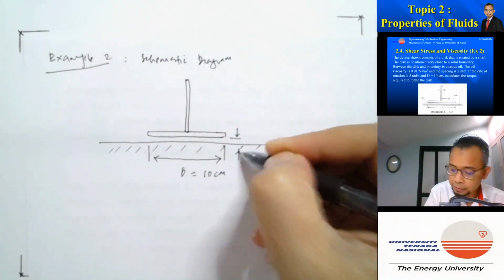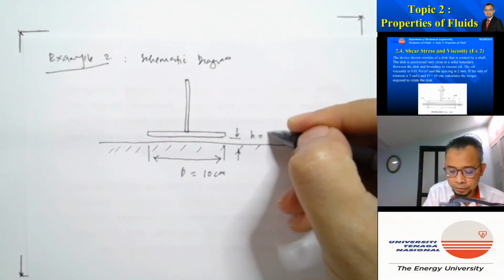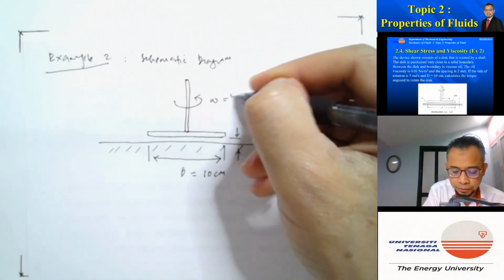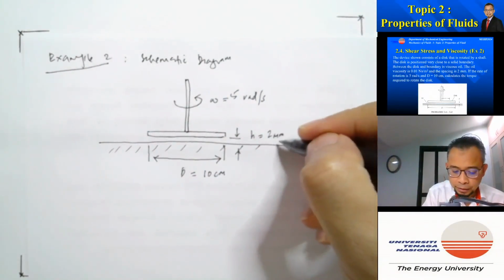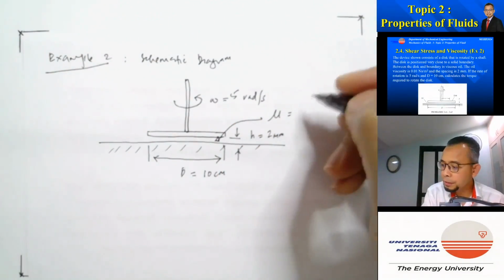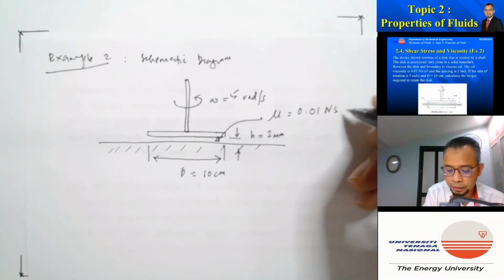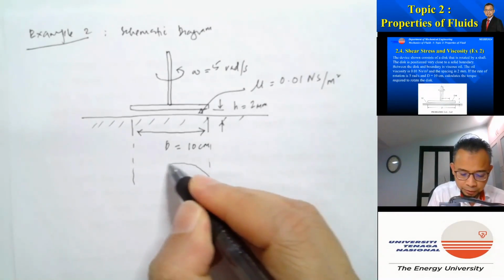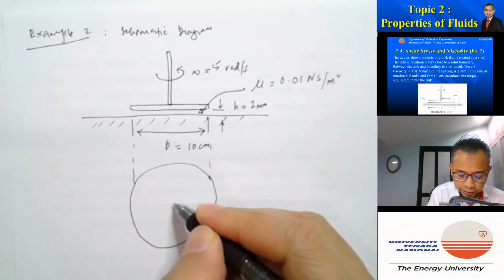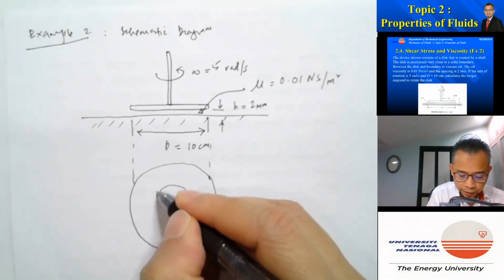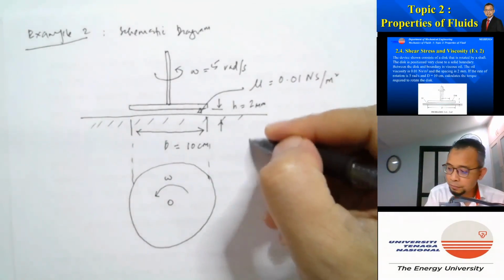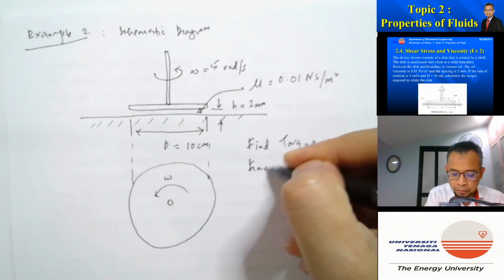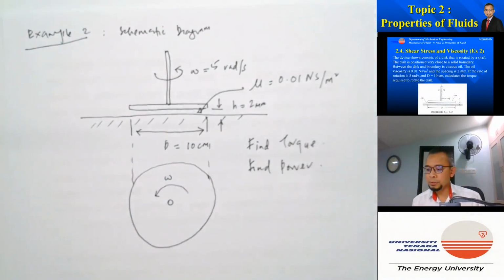Then there's an oil, and the thickness of the oil is constant, equal to 2 millimeter, and the shaft is rotating at omega, which is equal to 5 radian per second. The viscosity of the oil is equal to 0.01 Newton second per meter squared. I can also observe it from the bottom, so it is actually rotating at omega. We are asked to find the torque, and perhaps we can also find the power required in order to rotate the disc.